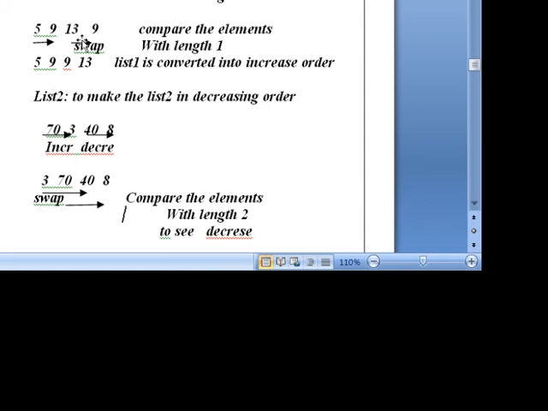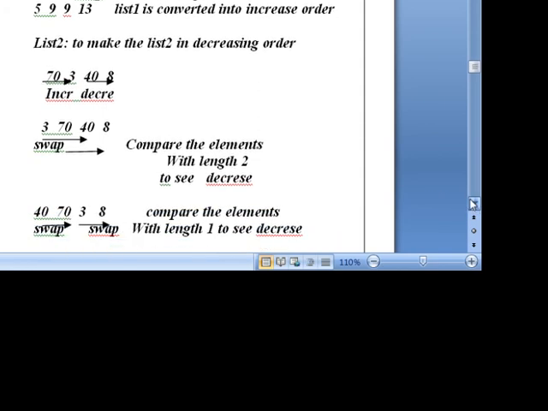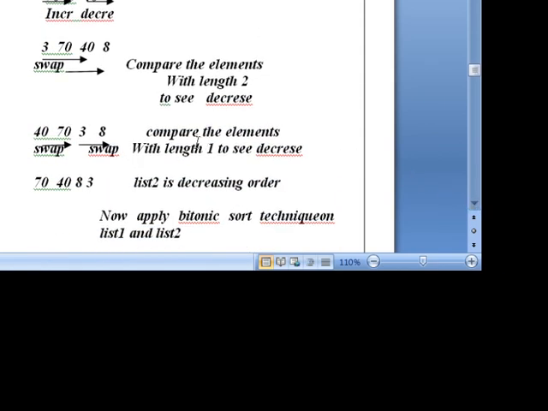Next, compare with length 1 whether it is in increasing order or not. 5 9 increasing order, yes. 13 9, no, so you change it: 9 13. So this is how to make a list in increasing order. Later, take the second list and make it decreasing order. For decreasing order, we see first and third, second and fourth, when the comparison is made with length 2, keeping in mind whether it is in decreasing order or not. If it is not decreasing order, swap it.